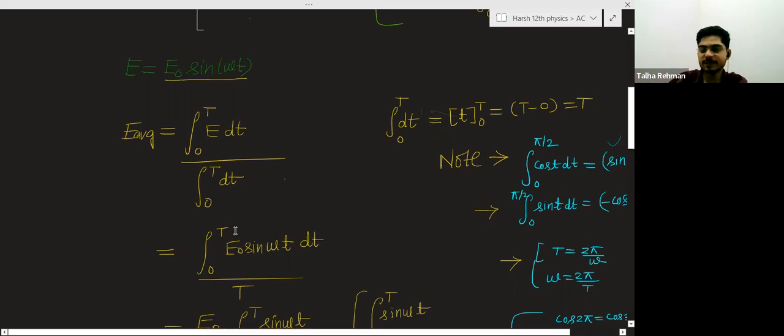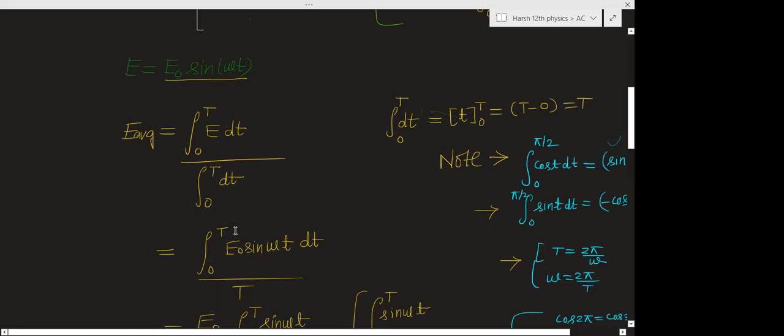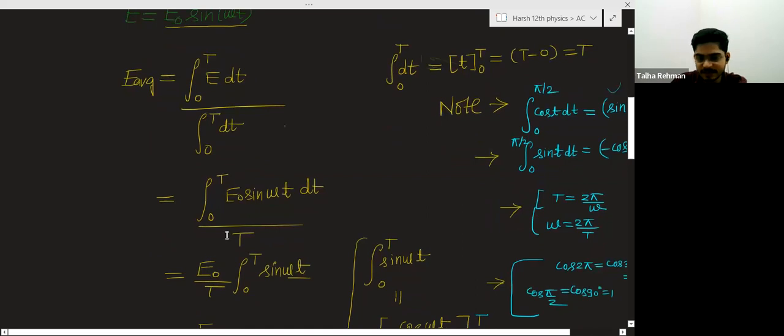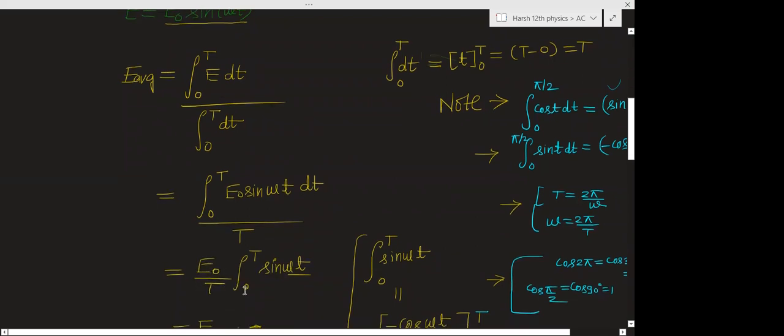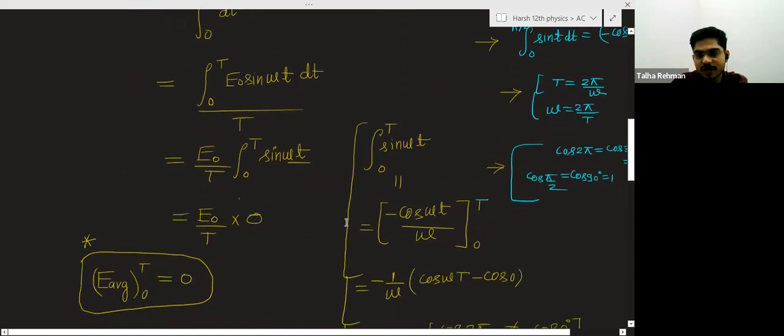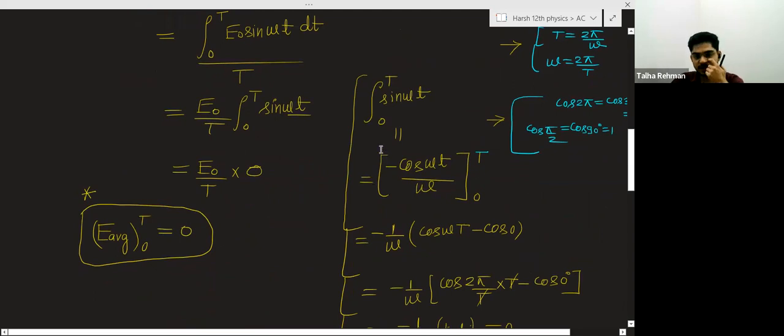Now this E naught is the constant value. Peak value of the EMF is always constant, and constant we can take out of the integration. This T is also constant, and it is in the denominator. So here, this E naught I have taken out of the integration. Finally now we have to integrate this sin omega t from 0 to T. Now see the procedure of how we will integrate the sin omega t from 0 to T.